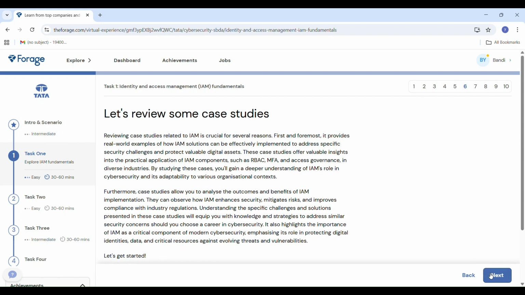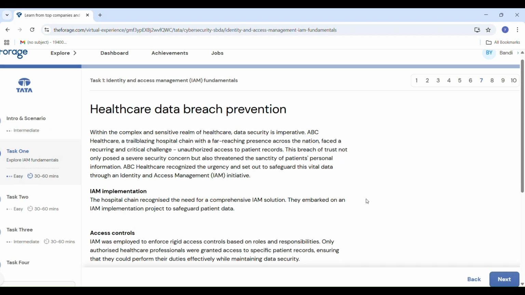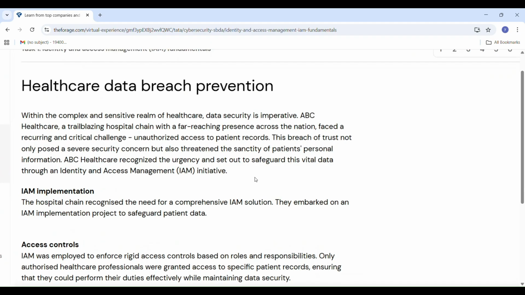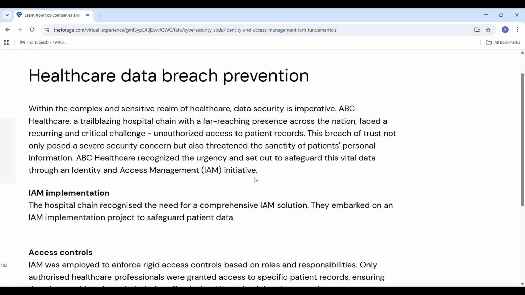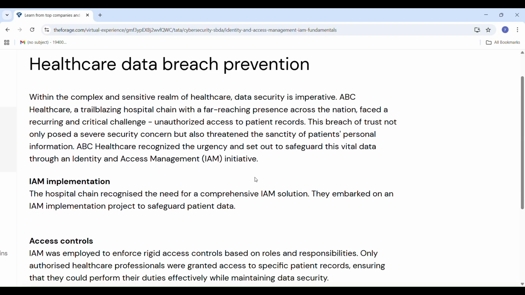This is a real case study from the healthcare industry. ABC Healthcare is a large hospital chain. They had a big problem. Many times, people who were not allowed were accessing patient records. This was a serious security issue because patient information is very sensitive. To solve this, the hospital started an IAM project. They decided to use IAM to protect all patient data.